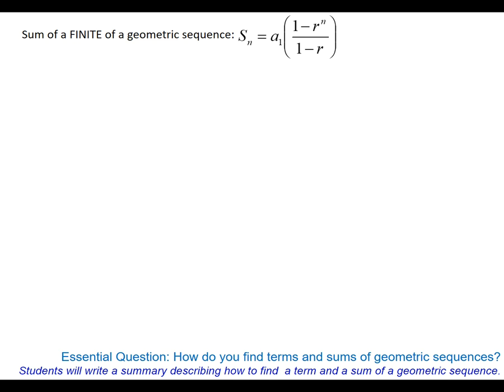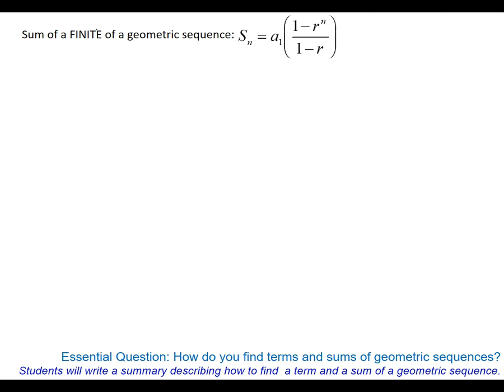Today is about sums of geometric sequences. So we did terms yesterday, we're doing the sums today. When we have geometric sequences, there's two kinds of sums. We're only, it looks like, going to deal with one of them today. We'll probably deal with the other one tomorrow. Okay? So specifically, we are looking at finite sequences.